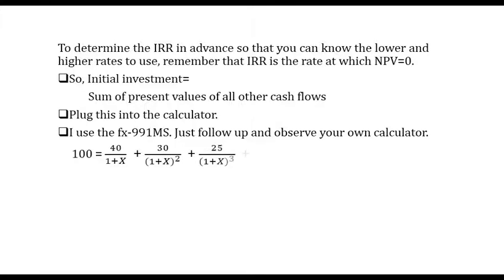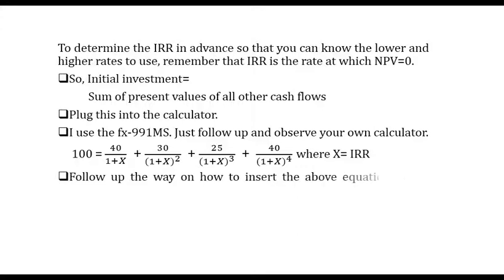So the initial investment was 100. The value at year 0, 100, equals the cash flow at year 1, which was 40. So we discount it by 1 year, so over 1 plus x. Second year, cash flow is 30, we discount it by 2 years. Third year, 25 by 3 years, and fourth year, 40 by 4 years. But note that since we have equated the initial investment to the sum of present values, this x represents an IRR, not just a discount rate. It's the discount rate that will give us an NPV of 0.